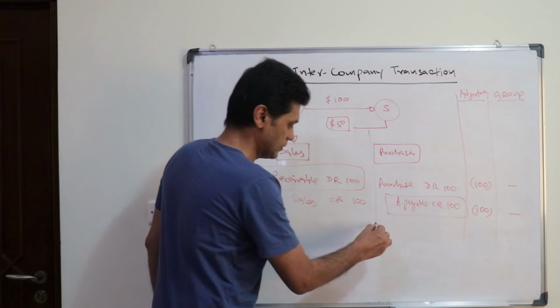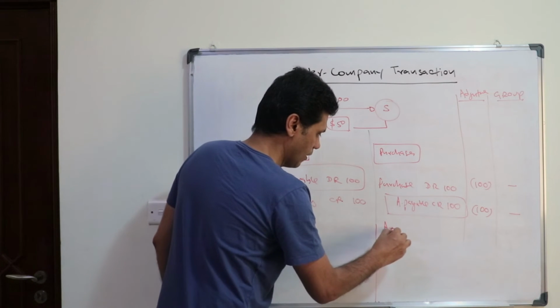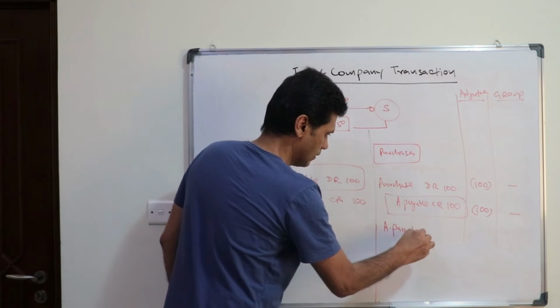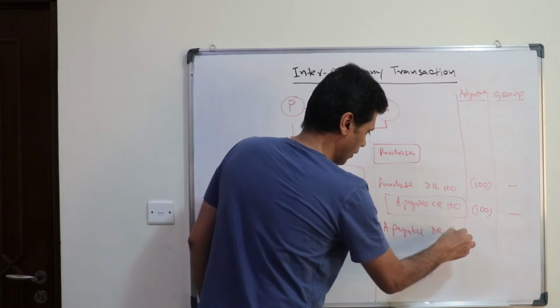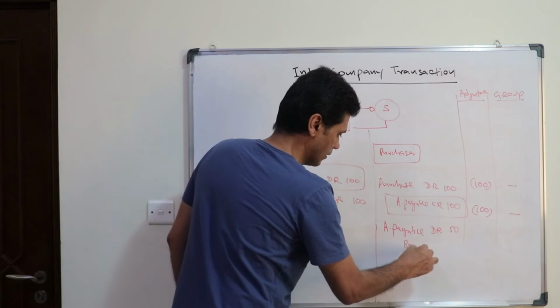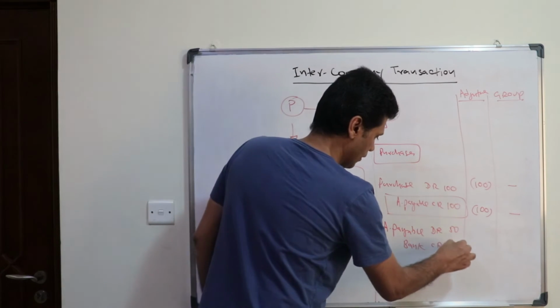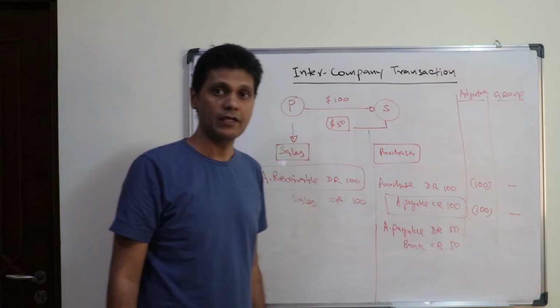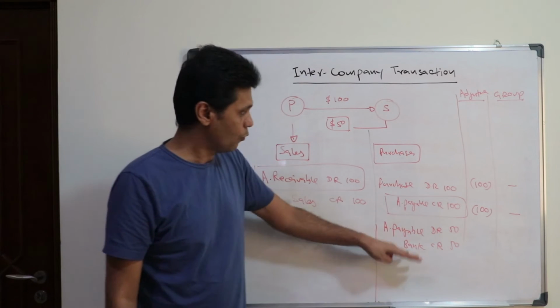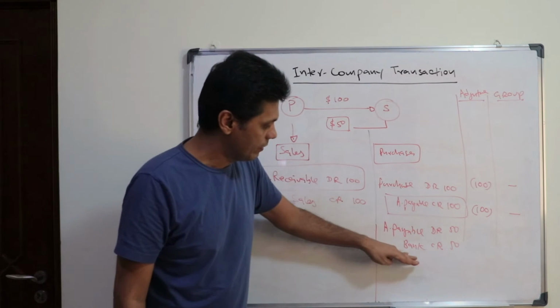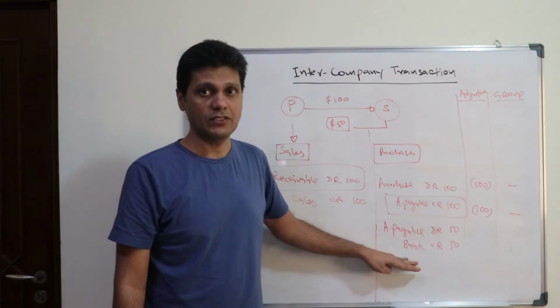So what they will do is they will debit accounts payable by $50 and credit the bank account by $50. So once it is settled, they will record this particular transaction.